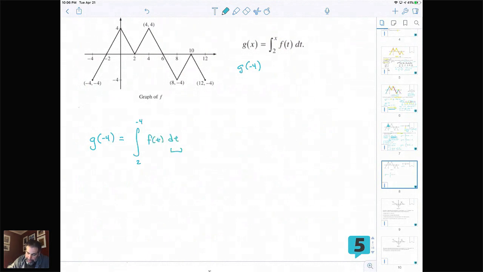I'm going to do my sign analysis again. To me, dt is moving to the left. We're going from 2 to negative 4. So I'm going to make that negative, because negative 4 is the top bound. The top bound is less than the bottom bound. To me, that's dt is negative.